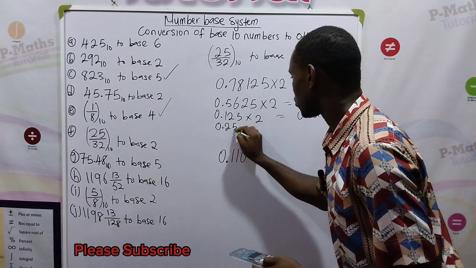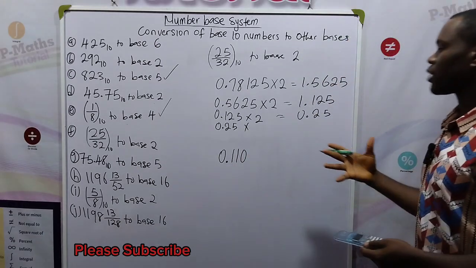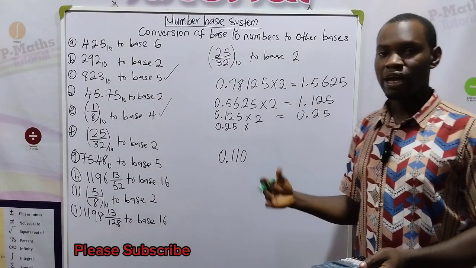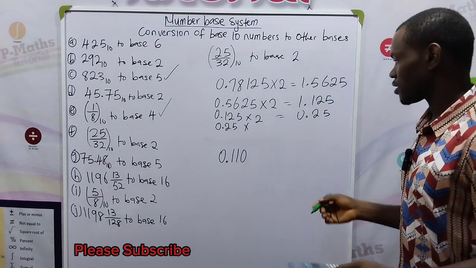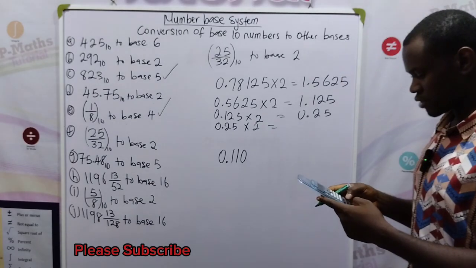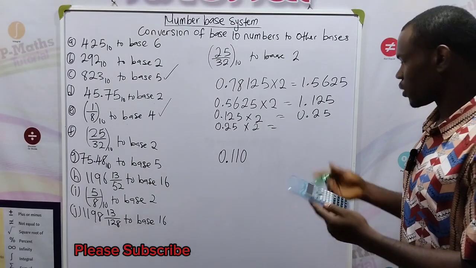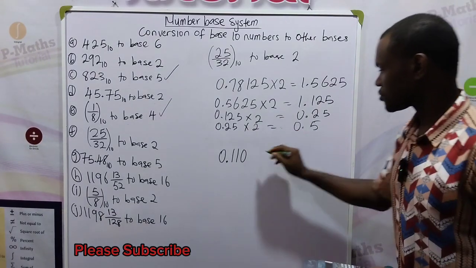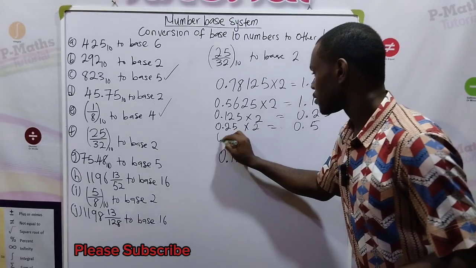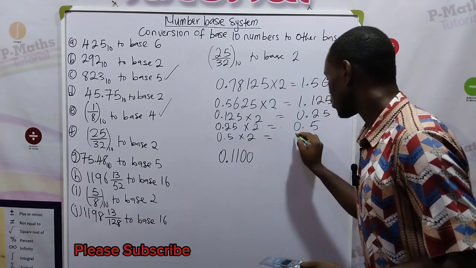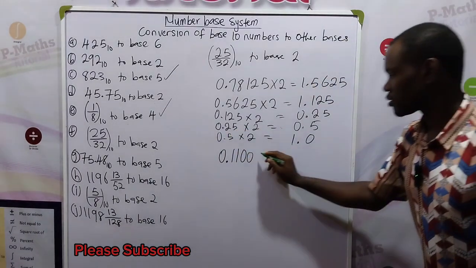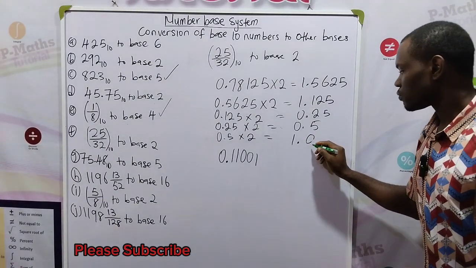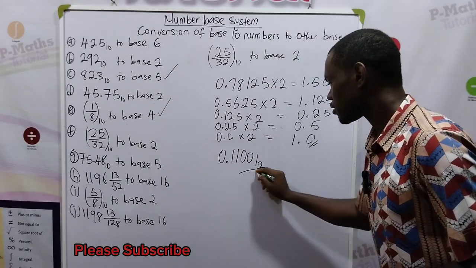So we keep multiplying until we have gotten a 0, or at least you have done it up to 5 or 6 times. You can stop. If you're not getting a 0 after the 6th time, you can stop and take your answer. All right, so we multiply 0.25 by 2. We are having 0.5. The whole number part is 0. I'll take it down. Take this guy, 0.5 times 2. That will give us 1.0. Take the whole number part and write down. Meanwhile, the decimal part is now 0, so we cannot go further. We stop here. So our answer is this guy in base 2.